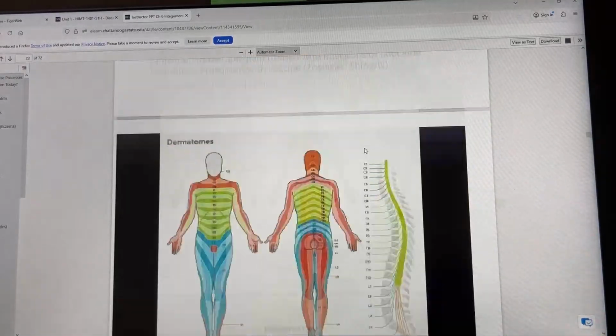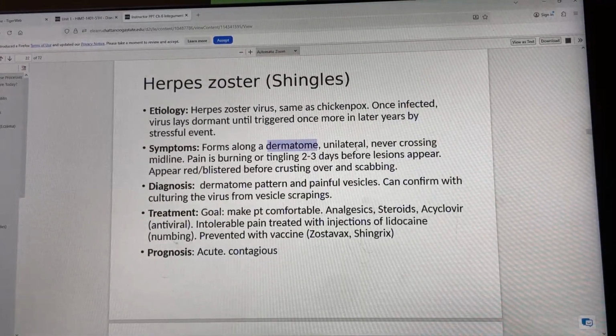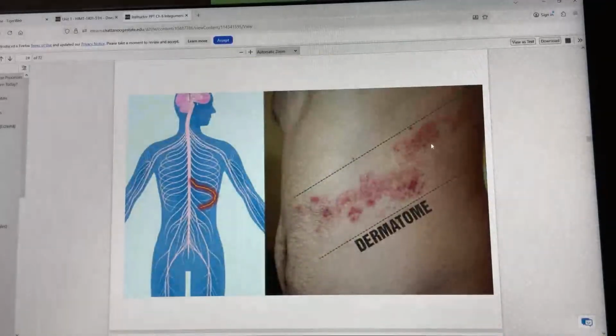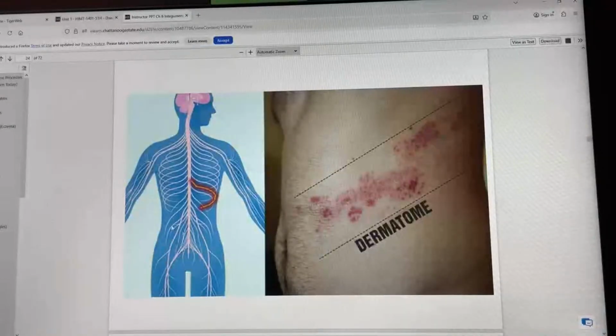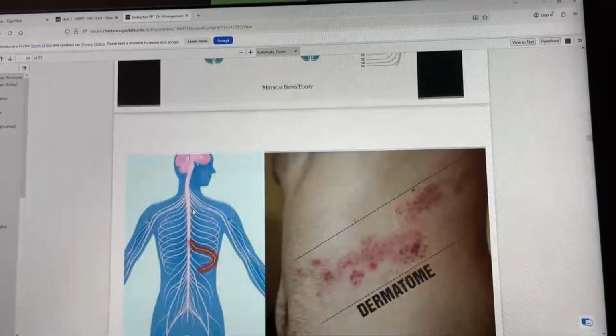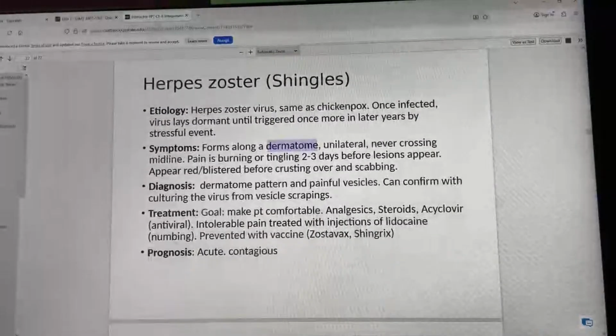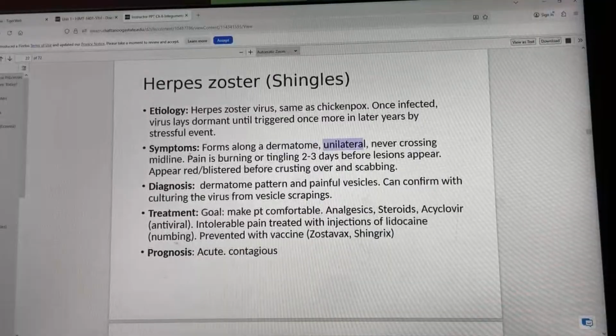Something important as part of the symptoms here is that it's going to be unilateral, which means one side. If you hear bilateral, that means both sides, right? Because uni means one, like unicycle, and bi means two, like bicycle. On this guy here, you can't see his whole body, but it's only showing up on this one side. It's not also showing up on the other side. That's one thing that shingles does that's very unique and makes it easy to diagnose: it will show up along a dermatome, it will be unilateral, and it will never cross the midline.